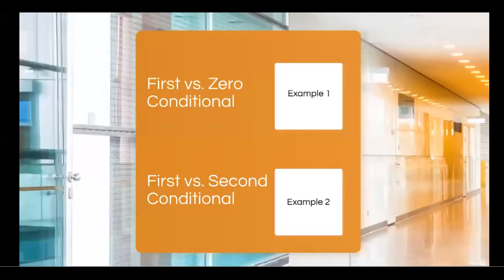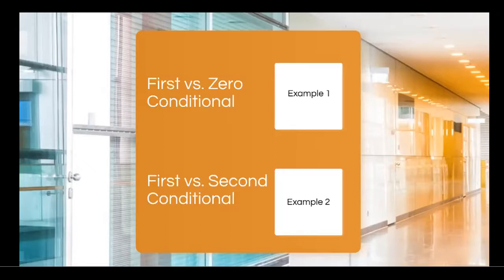The second difference is between the first and the second conditional. The first conditional describes things that I think are likely to happen in the future, whereas the second conditional talks about things that I don't think will really happen. It depends on my own point of view.